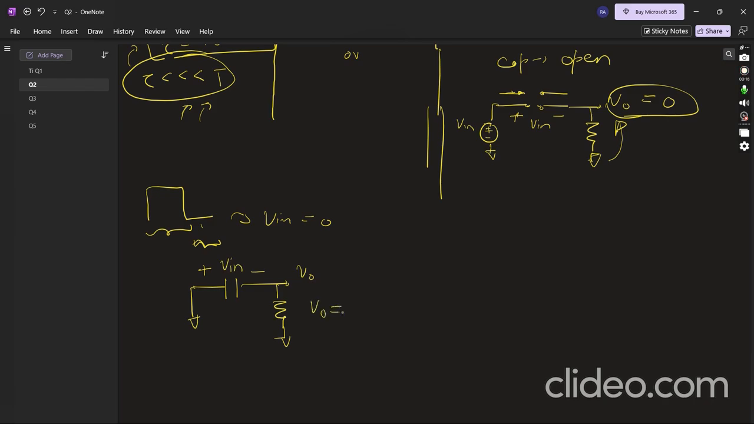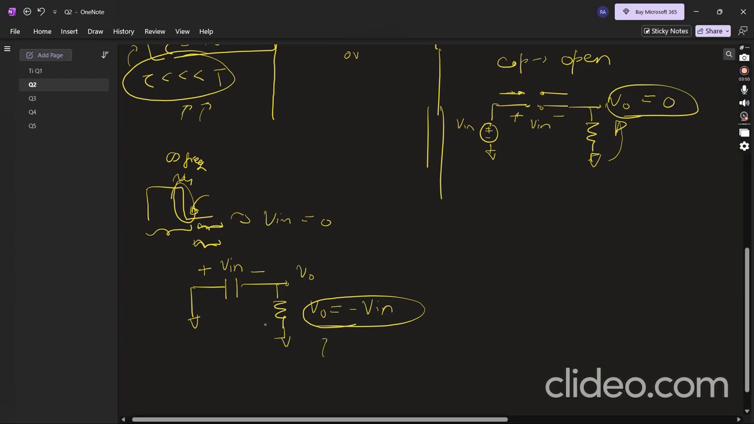So V out becomes minus V in for this moment. This part is also an infinite frequency response. So a high pass filter passes this input and attenuates this input. So this is also an infinite frequency response. So V naught is V in.